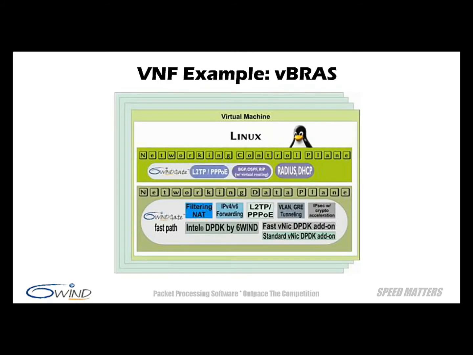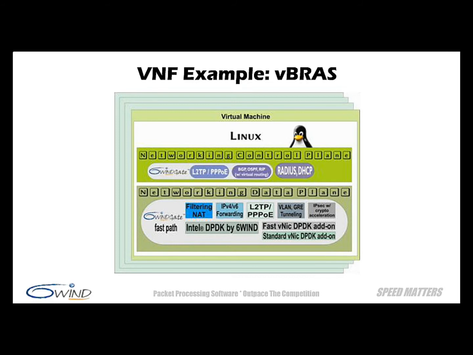Another one is a VNF example. 6WINDGate running inside a virtual machine to implement a virtual BRAS function. We have a virtual BRAS acceleration solution that combines the fast vNIC DPDK driver that I talked about previously with the 6WINDGate networking stack inside the virtual machine to offload PPPoE processing from the Linux operating system. Again, this is transparent to the Linux environment so that standard RADIUS and DHCP applications in the control plane run unmodified.